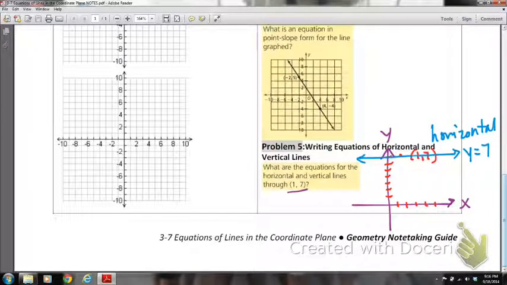And then the other line that we have through that point is the vertical line. For the vertical line through that point, every point on that line, x is 1. Y changes, but x is always going to be 1. So the equation of the line is x equals 1. And so that's the equation of the vertical line through the point (1, 7).